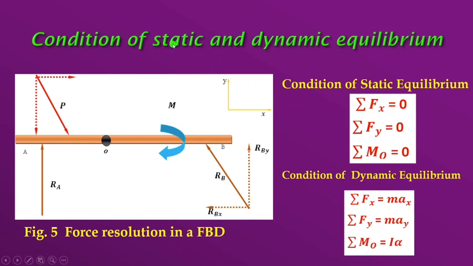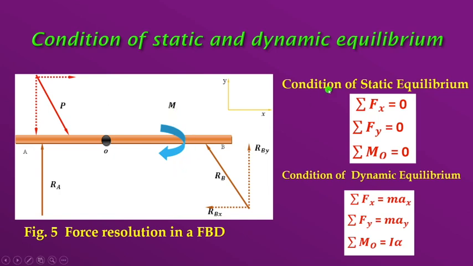Now we have to find out what we need to know: the condition of static and dynamic equilibrium. So what is that? Let's consider a beam AB, and it is subjected to a number of forces like P force. As already I have given you the example that it is supported by two supports. Then the forces working there are RA, RB, P, all this. And let's consider a moment is also there.